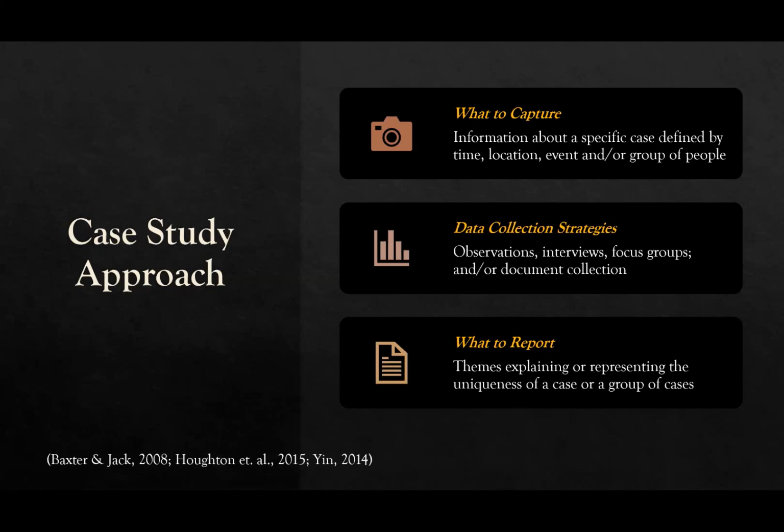So a case can be defined by time. It can be defined by a specific location. It can be defined by an event that just happened or happened years ago. It can be defined by a group of people who have experienced certain phenomenon, and then you want to look at it as a case and study it.